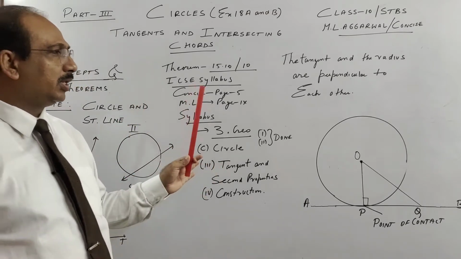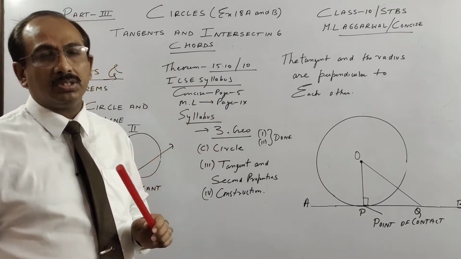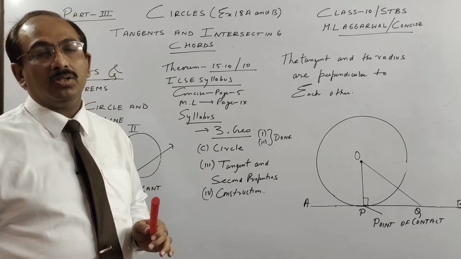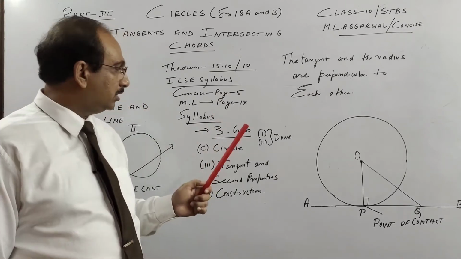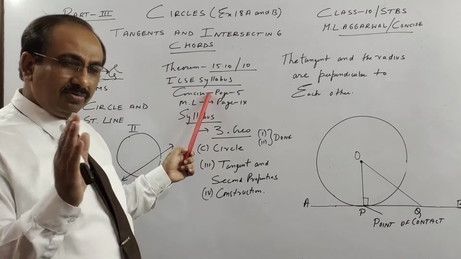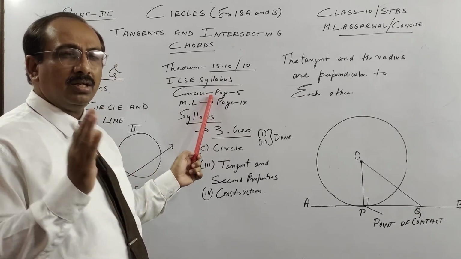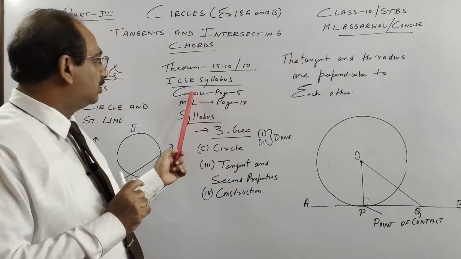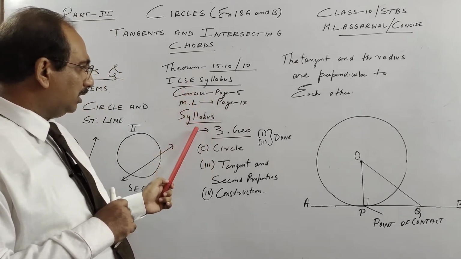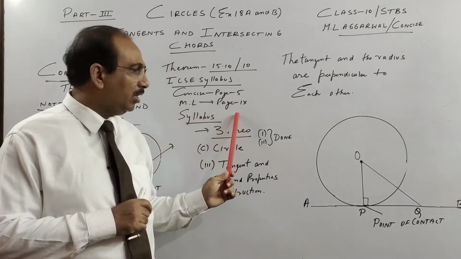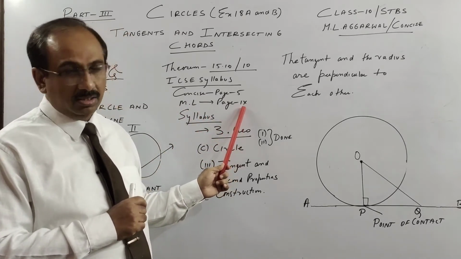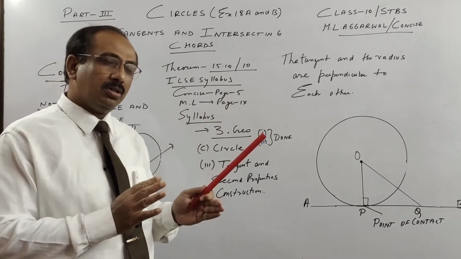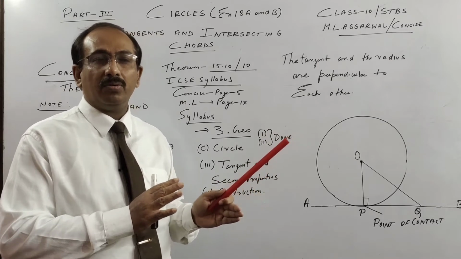Just to tell you before I start, out of 6 theorems, only 3 are there in the revised syllabus. If you see the old syllabus, it is given on the 5th page from the beginning in Concise. You will get the ICSE syllabus regarding circle there. And if you are using ML Agrawal, it is the 9th page, Roman 9. You must see the syllabus, children, because a lot of things have been left out in the revised syllabus.